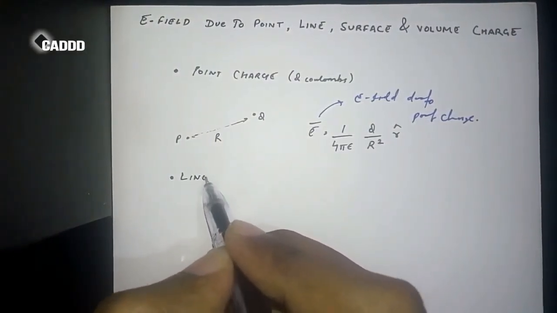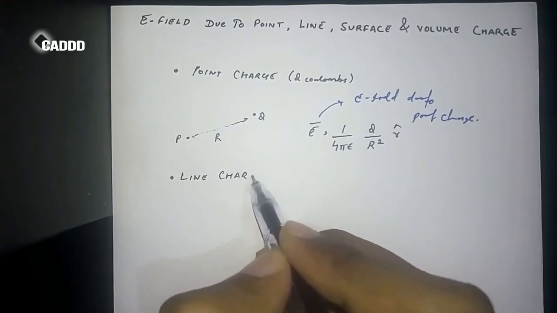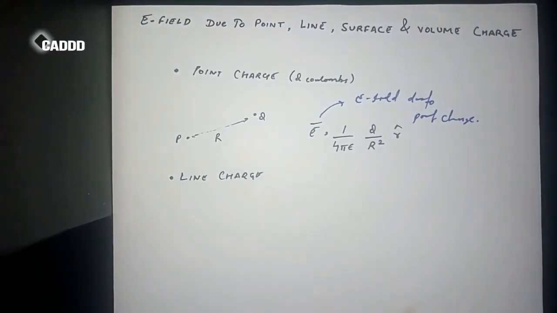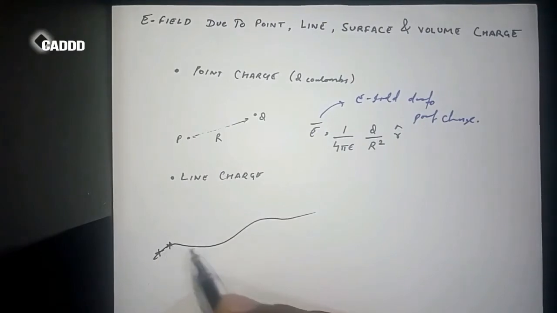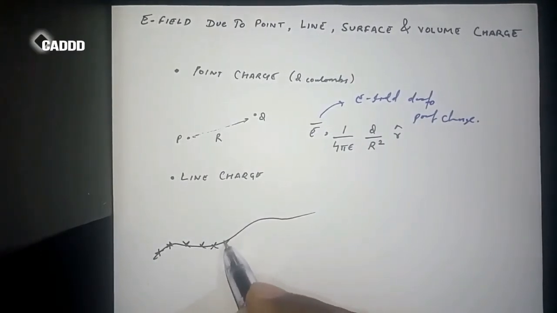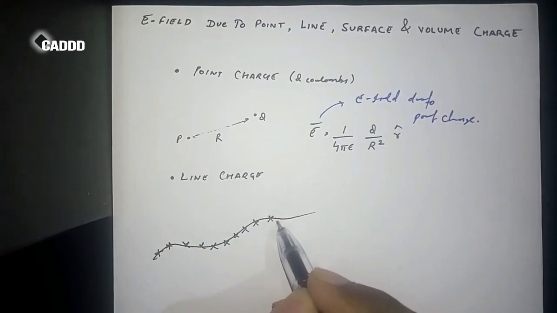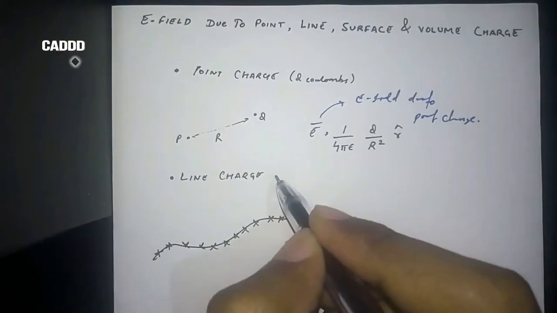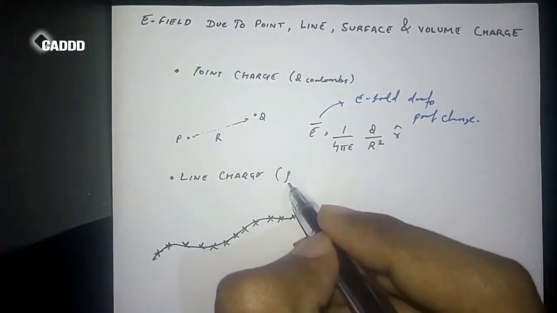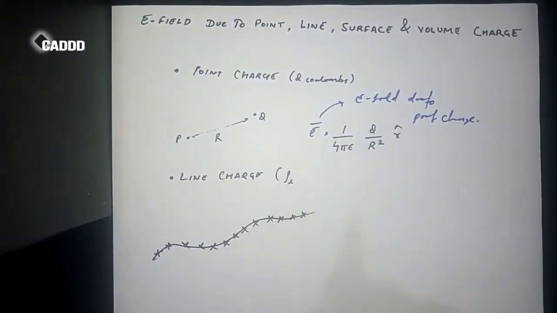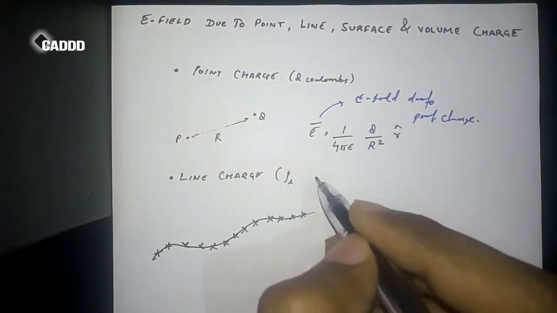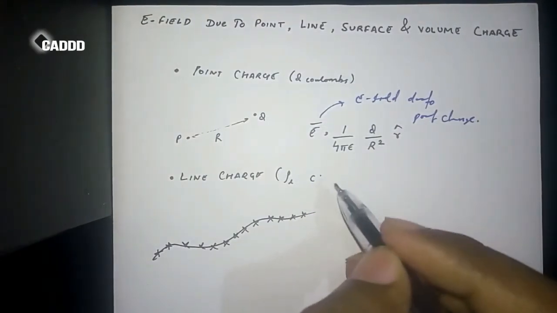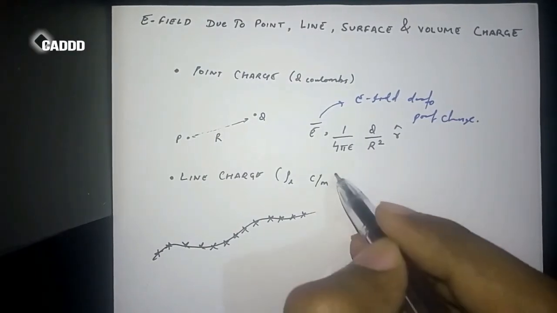This is line charge. As the name says, let's say we have a line here and it has charges like this. The charge distribution on this line is uniform. So this line charge has some line charge density, which we will call rho L. The unit of this will be coulombs per meter.